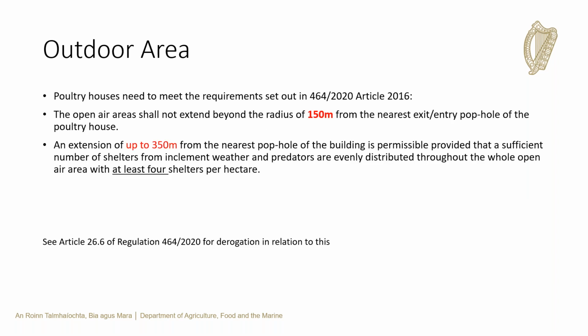The open air areas cannot extend beyond the radius of 150 meters from the nearest exit or entry pop hole of the poultry house, but there is an extension of up to 350 meters from the nearest pop hole if there's sufficient shelter, and that is defined as at least 4 shelters per hectare.